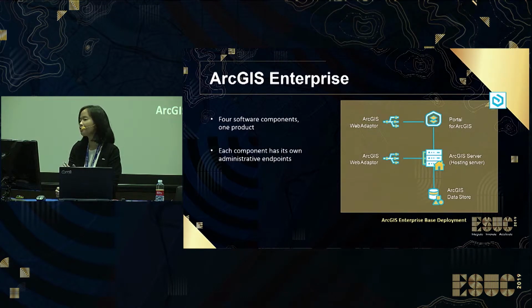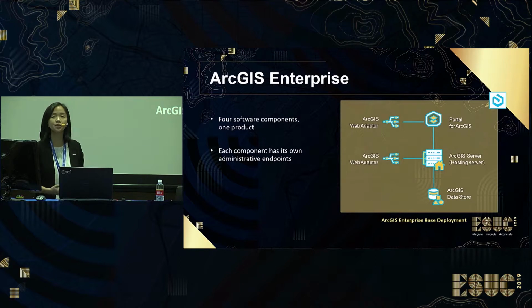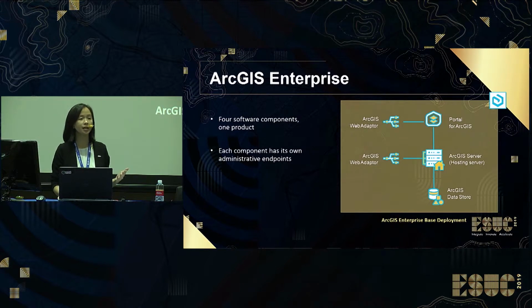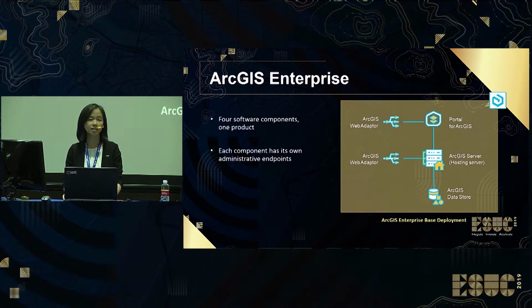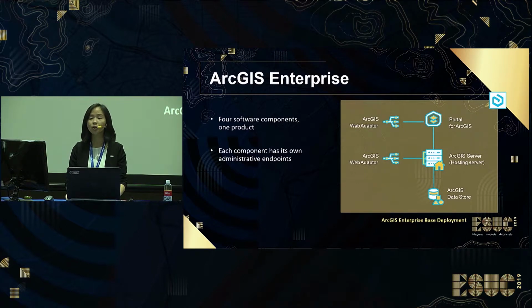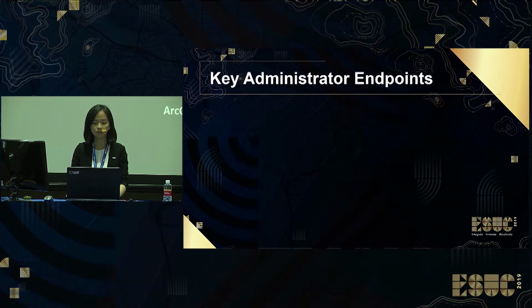So you'll likely be familiar with this diagram. This depicts the ArcGIS Enterprise base deployment. Here we can see the full power of ArcGIS Enterprise unlocked. There are 4 software components working together as one product, which is the ArcGIS Enterprise. These are all vital and they all have their own administrative endpoints that you as an administrator should be aware of. So we start off with some of the key administrator endpoints.